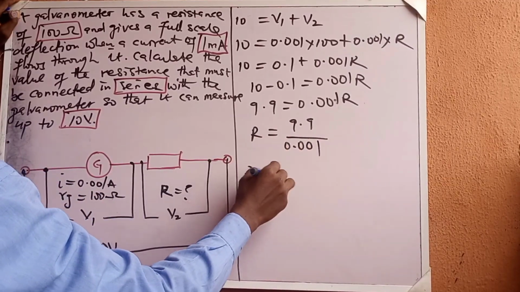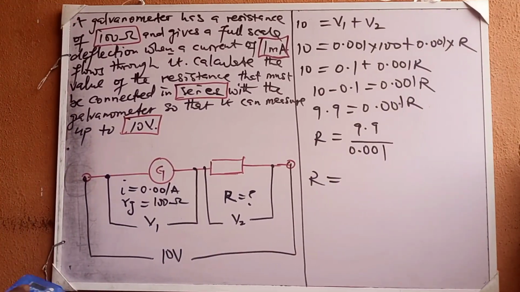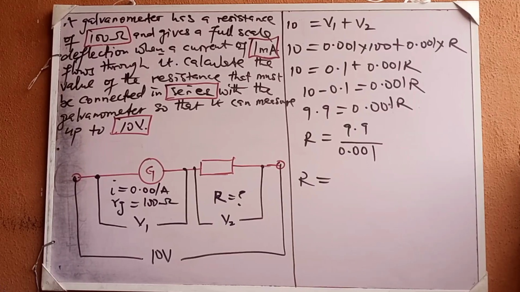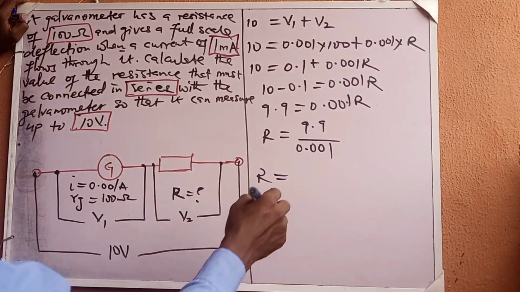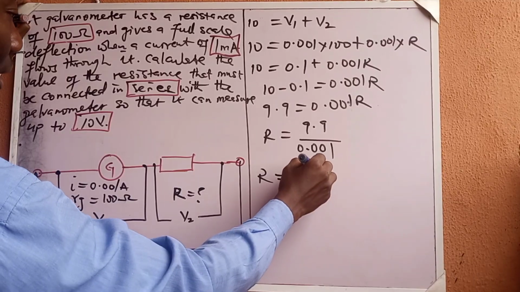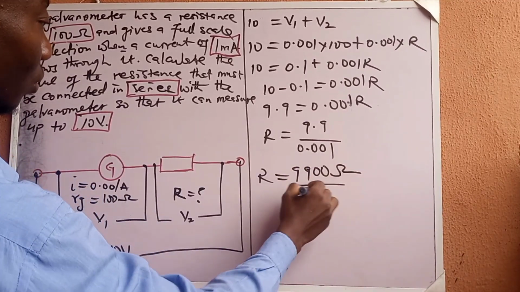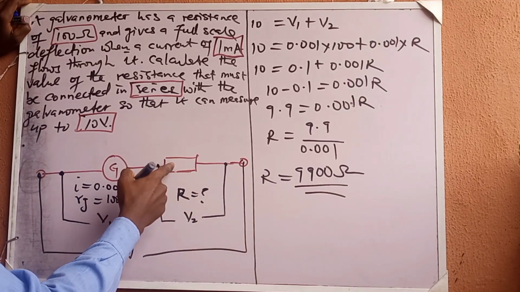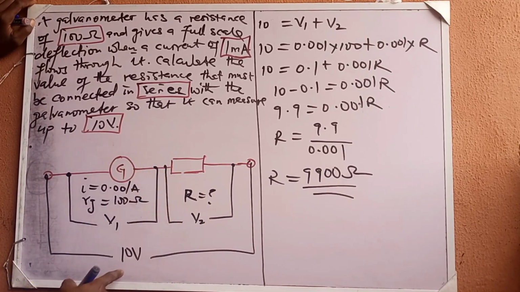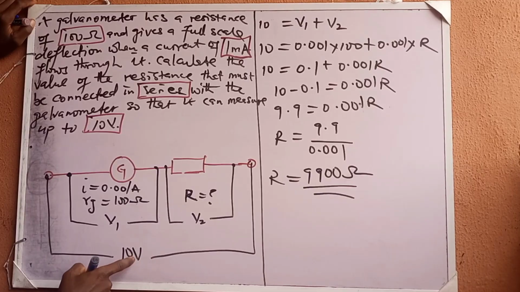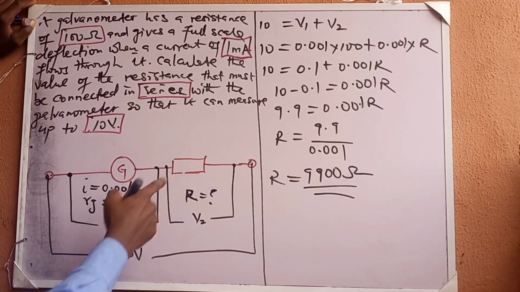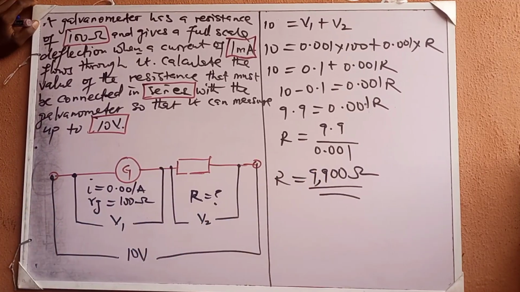So the resistance needed will be 9.9 divided by 0.001. That gives us 9,900 ohms. So this is the resistance that is needed for this galvanometer to be able to measure up to 10 volts. We have to apply 9,900 ohms.